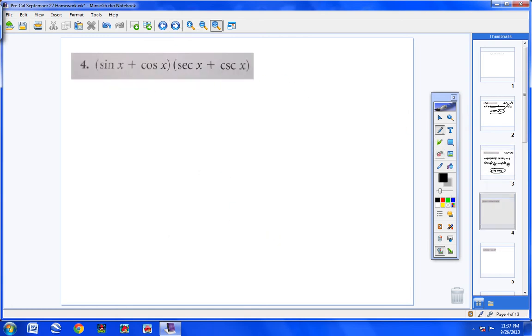Number 4. Now, they want us to get this answer right here. Let me look in the book. They want us to get 2 plus tangent x, that is a plus sign right there, 2 plus tangent x plus cotangent x. So let's see if we cannot oblige them and figure this out.